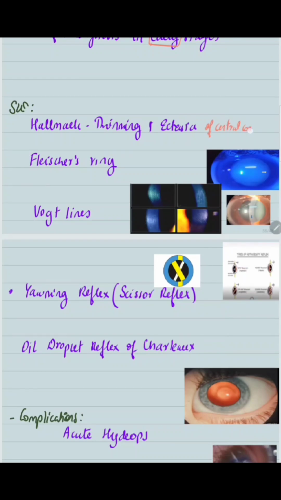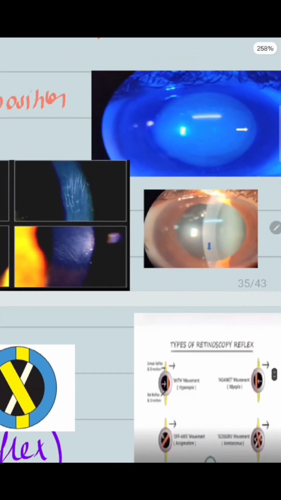Now the central cornea can be seen. There is something known as Fleischer's ring. It is at the base of the cone due to iron deposition at the base of the cone. Okay, this is known as Fleischer's ring. Here in fluorescent staining, it is visible at the base of the cone, there is iron deposition. Here again there is iron deposition at the base of the cone.